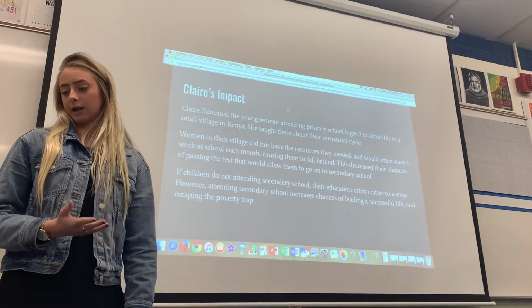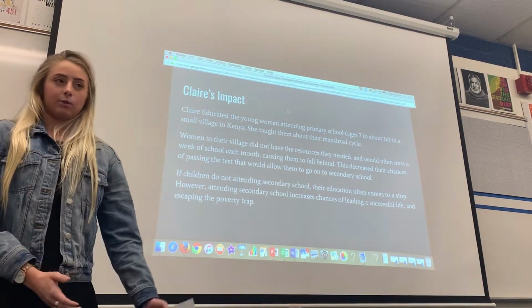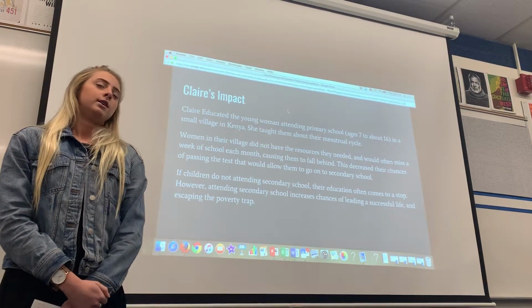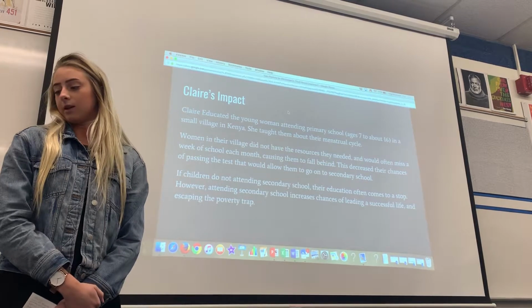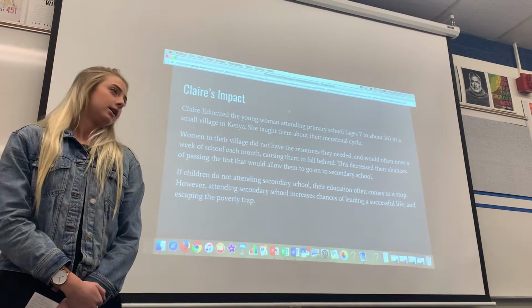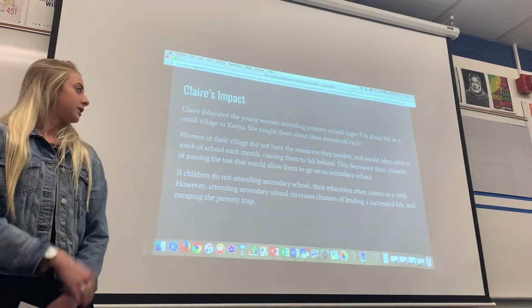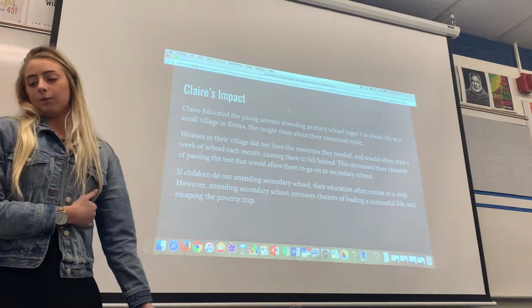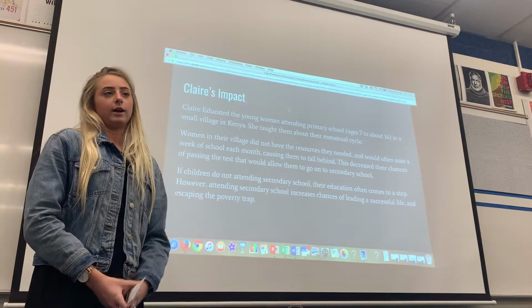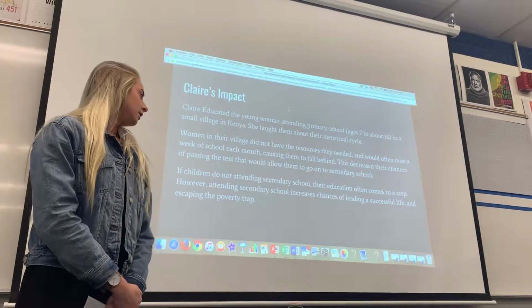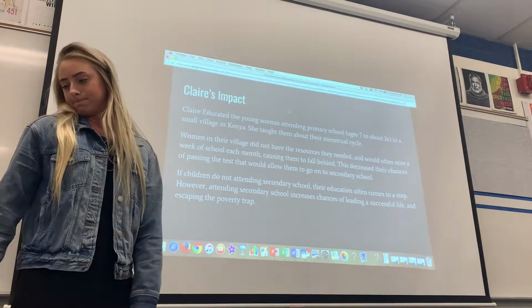She taught them about their menstrual cycle. This was because women in the village she was in did not have the resources that they needed to take care of themselves during that time of the month, and they would often miss an entire week of school each month, which caused them to fall behind, and often this decreased their chances of passing the test and going on to secondary school. And when children didn't attend secondary school, their education often came to a stop, and they weren't able to have a successful life and escape poverty.